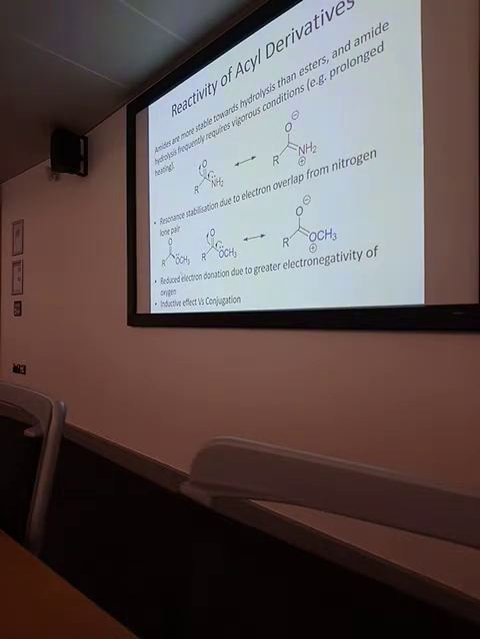So because there's greater electronegativity on this oxygen, greater electron withdrawal through the inductive effect here, that means that this carbon is more electropositive than this one in the amide. Okay? So that's the reason why esters react quicker than amides. It's this balance between the inductive effect and conjugation.